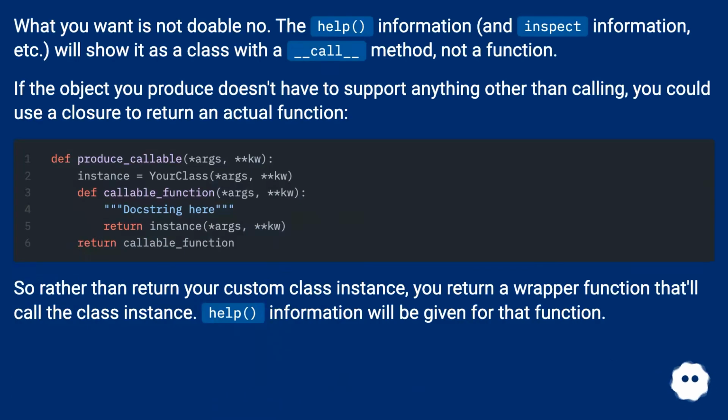What you want is not doable, no. The help information and inspect information, etc. will show it as a class with a __call__ method, not a function. If the object you produce doesn't have to support anything other than calling, you could use a closure to return an actual function.